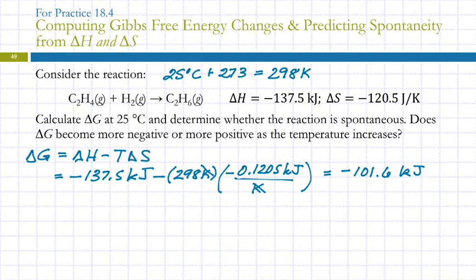So is this reaction spontaneous? Yes, it is, because delta G is negative. You can think of delta G as a chemical potential, and lowering the chemical potential, like lowering the physical potential energy, is going to be spontaneous. Is this going to become more negative or more positive as the temperature increases?